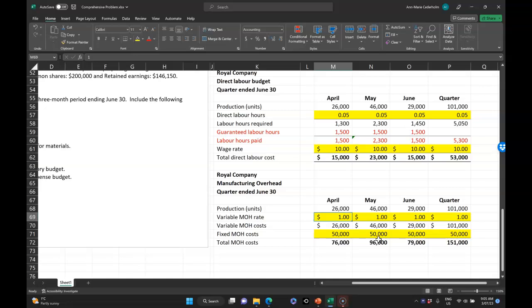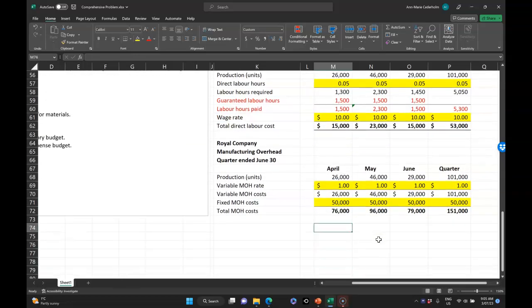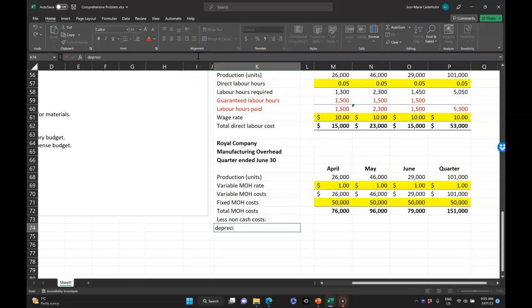Now, normally I'm fine to just stop here, but what happens is I also need to do a cash budget. So I'm going to do a cash budget using the information off of the schedule. But before I do, I just have to back out my non-cash costs. And in this case, my non-cash costs are the depreciation. So there could be more than just depreciation. If you have any prepaids, that could be included in here as well.